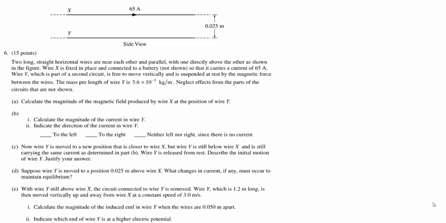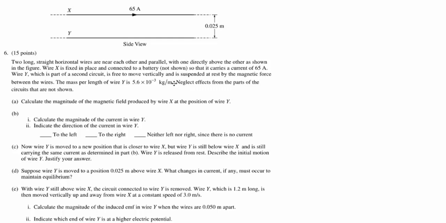All right, this is number 6 from the 2013 AP Physics B exam. This is primarily an EM problem, and we have two long straight wires. The top wire has a 65 amp current flowing through it. The bottom wire is 0.025 meters away from it. It too has current flowing through it, and it has a mass per unit length given.